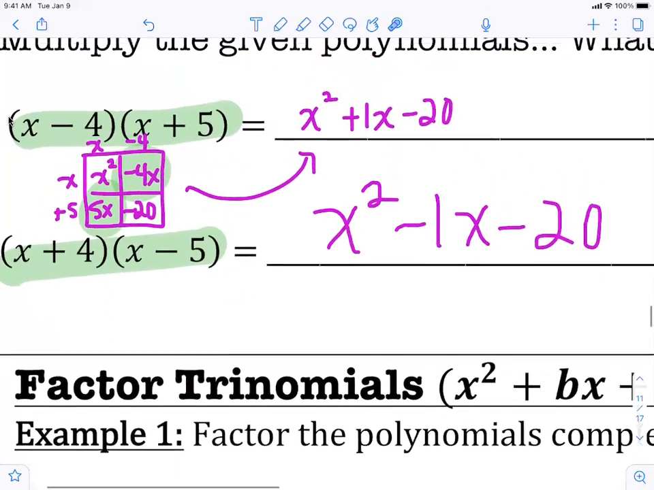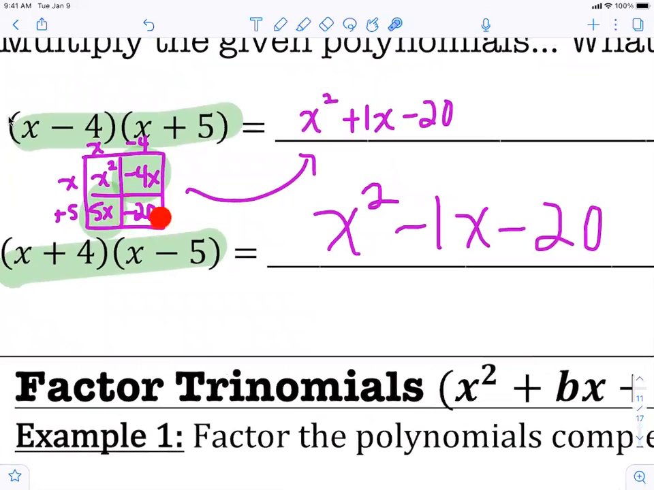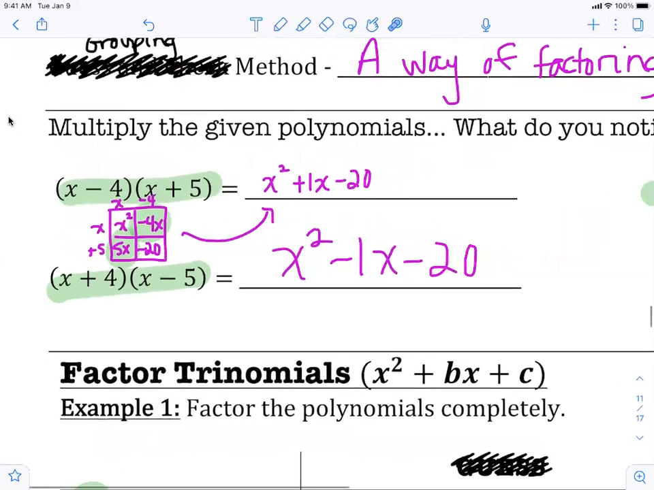If we think about it, to get this 20 right here, all we did was take negative 4 times 5, where we took the numbers and multiplied them together. To get our middle term, we added these guys together, in which case we took negative 4 plus 5, and that became the number in front of x. So the idea is that what we're going to be doing today is reversing this process.